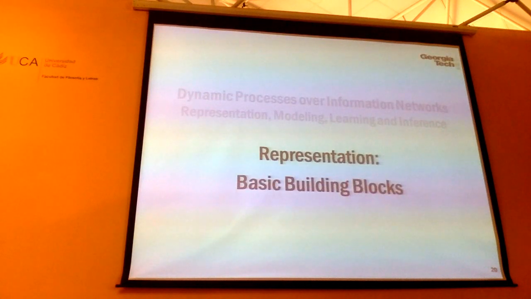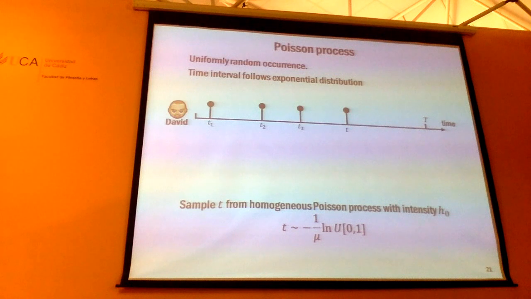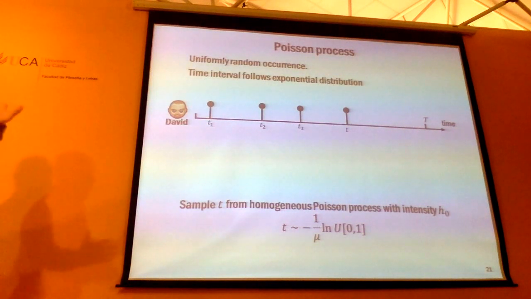But now I'm going to focus on some examples of the intensity function. These are very simple but meaningful examples which can be used as building blocks for more complicated models. The first example is something that you're very familiar with, I believe. It's called the Poisson process.